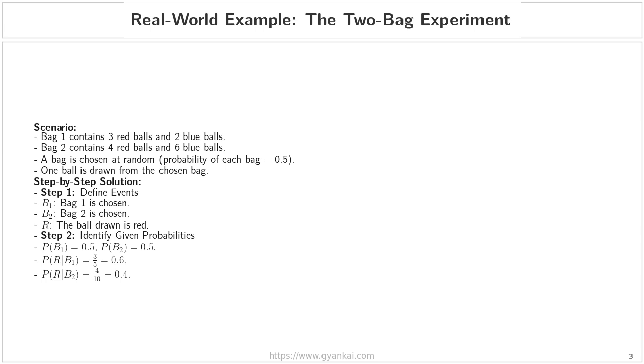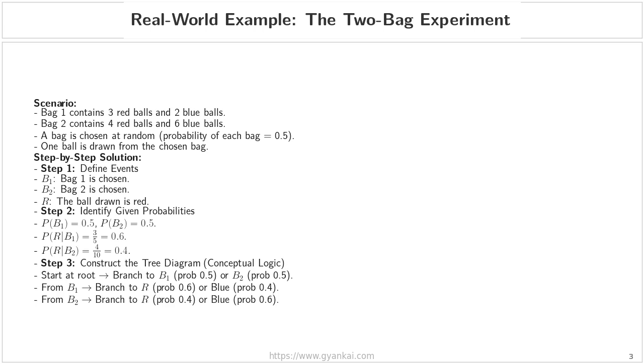Now, look at the contents of the bags to find our conditional probabilities. For bag 1, the probability of drawing a red ball, written as the probability of R given B sub 1, is 3/5, which is 0.6. For bag 2, the probability of R given B sub 2 is 4/10, which simplifies to 0.4. In step 3, we apply the visual tool we discussed in the previous slide, the tree diagram. Imagine starting at a single root point. First, you branch out into two paths, one for B sub 1 with a probability of 0.5 and one for B sub 2, also with a probability of 0.5.